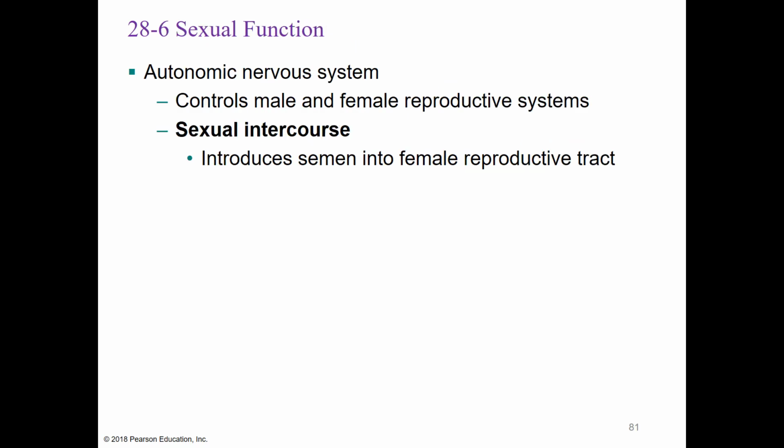I figure you guys are pretty knowledgeable about this by now in your lives, but we are going to go over the basics of sexual intercourse. So the autonomic nervous system will control the male and female reproductive systems. Sexual intercourse will introduce semen into the female reproductive tract.